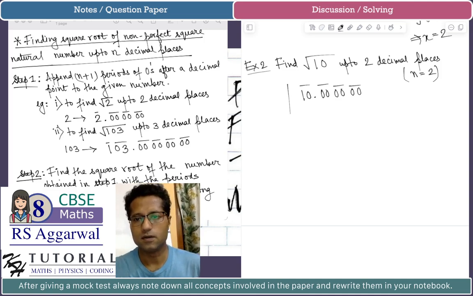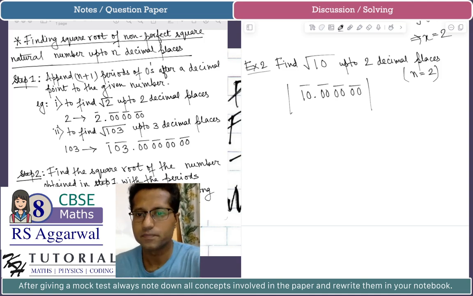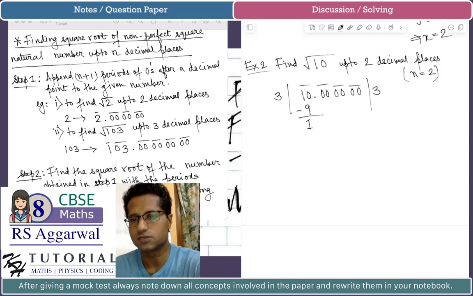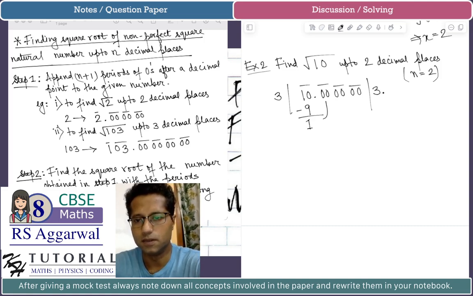Now we start the long division method. We start with the leftmost period, that is 10, and the divisor will be 3, and the quotient will be 3. 3 into 3 is 9, 10 minus 9 is 1. Since we have exhausted all the numbers before the decimal point, we append the decimal point to the quotient. Now we bring down the next period, the next 2 zeros, to the remainder, and the remainder becomes the next dividend.